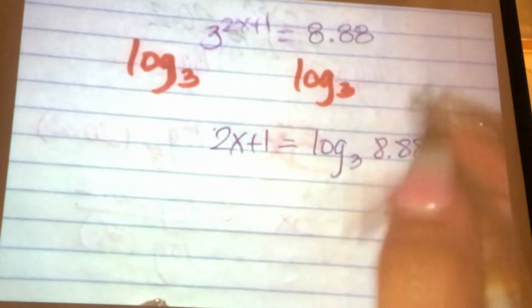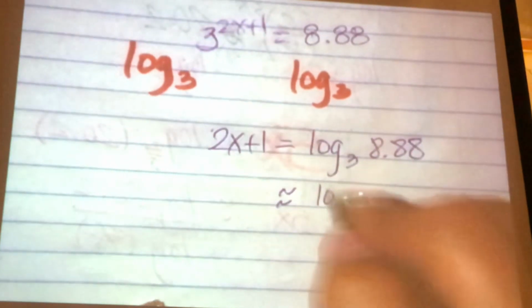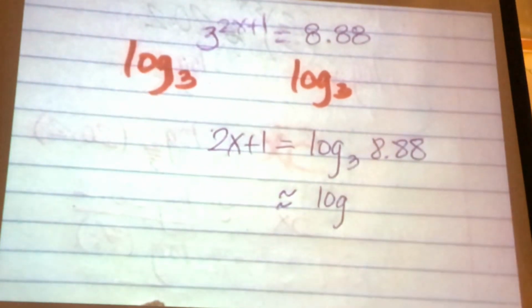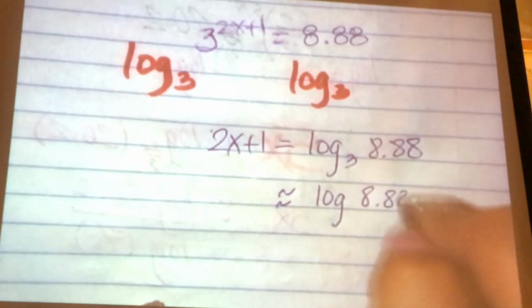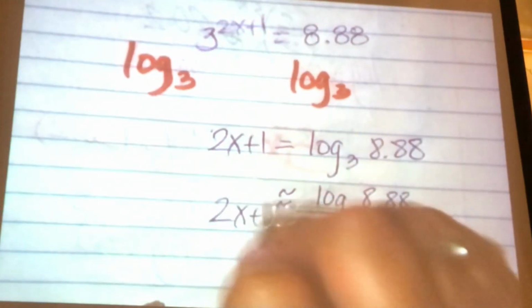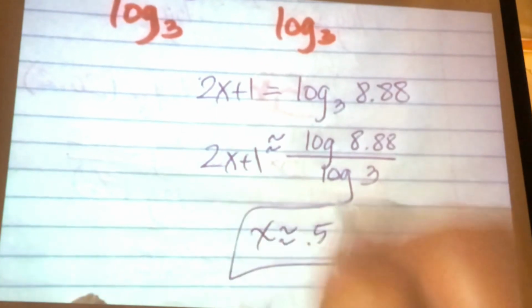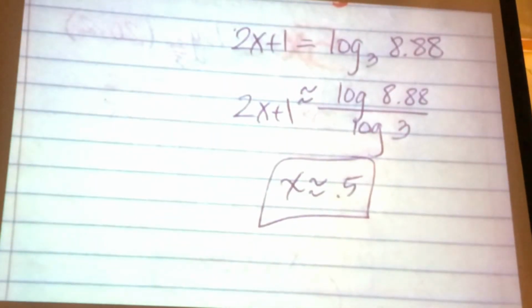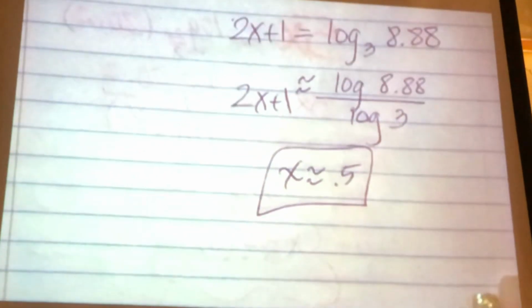Now what? Wait, what goes on top? And then from here, it's all algebra. You should have gotten x is approximately 0.5, 0.49. Raise your hand if you got that right. Nicely done. All right. We're just going to do one more example, and then you guys can start tonight's homework.